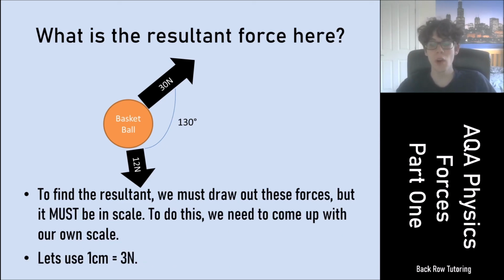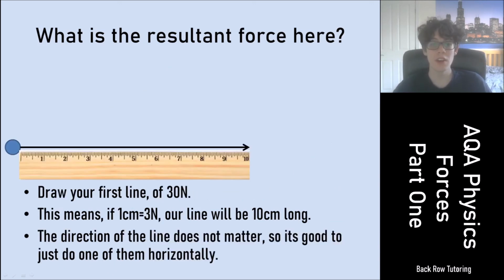So, we're going to do the same as what we did last time. The first thing we need to do is come up with a scale. So in this case, because we'll have slightly larger values for our forces, let's use a scale which can get more force into a smaller line. So let's use 1 centimetre is equal to 3 newtons. First, draw out the line. So our scale is that 1 centimetre is equal to 3 newtons. So 30 newtons, well, that's 10 centimetres. The direction of the line doesn't matter, so it's good to just do one of them horizontally.